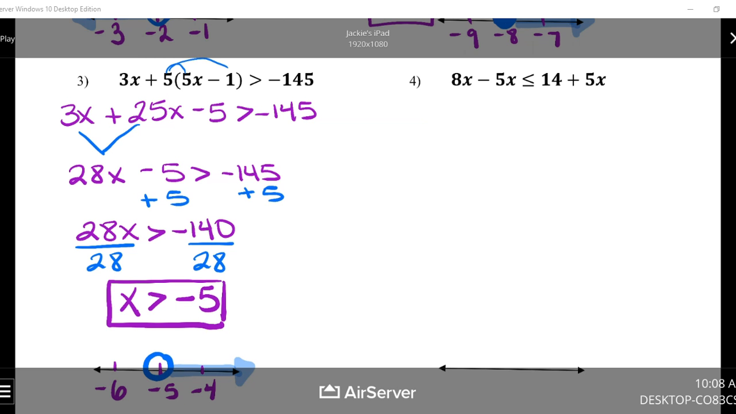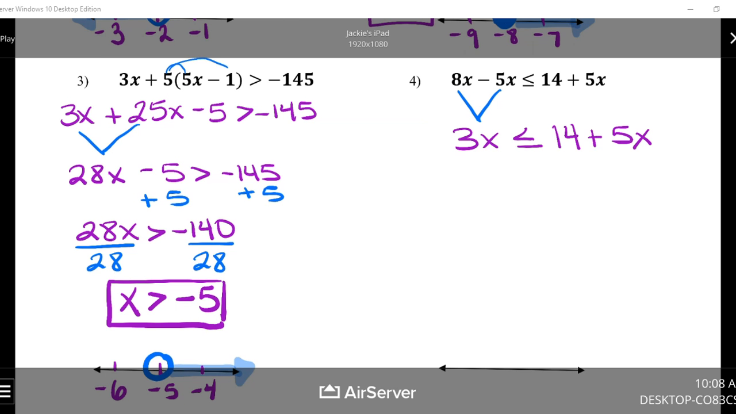With number 4, we want to simplify first. So we want to combine like terms on the left. 8x minus 5x is 3x. And now we have variables on both sides of the inequality. So we want to add or subtract terms to get variables to one side of the inequality and the constants, or those plain numbers, to the other side of the inequality.